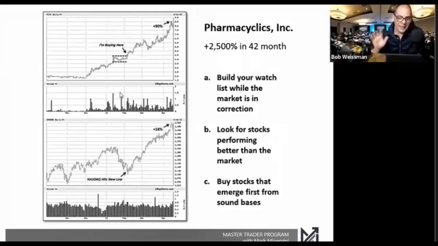And again, this is getting that leverage that I was talking about, where you see the market moves off that low, it's up 18%. During that same period, Pharmacyclics is up 90%. You see, you get that 4 or 5 to 1 leverage. This is how you get your leverage. This is how you leverage your account and make those returns. You don't need margin necessarily to get leverage. You need to be in the right place at the right time.